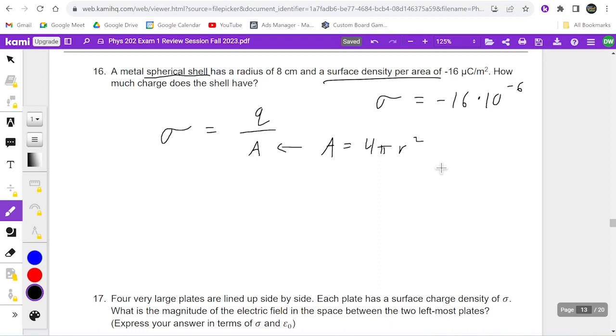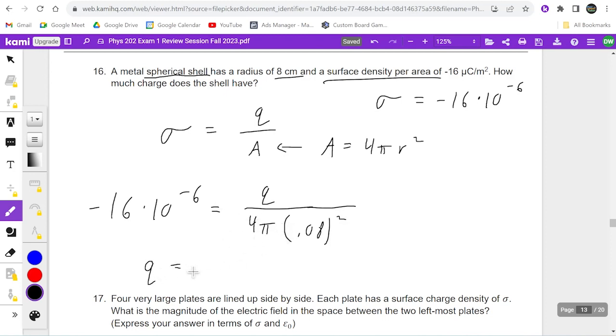So now, sigma is going to equal negative 16 times 10 to the minus 6 equals charge Q, which is what I'm solving for. I want to know how much charge. And then divided by 4 pi. Radius is 8 centimeters. Please don't use 8. It's 0.08. You got to divide by 100. And then we square that. So if you want to solve for Q, just multiply the denominator on both sides and just plug it in your calculator. You'll get Q equals negative 1.29 times 10 to the minus 6.